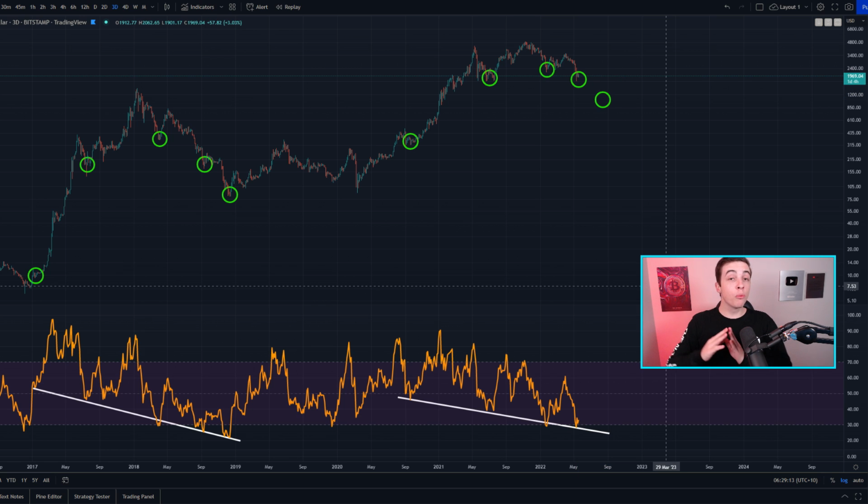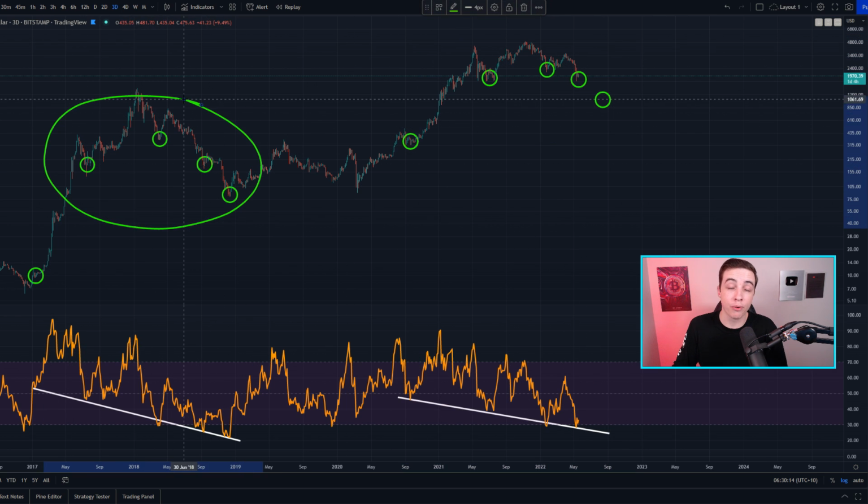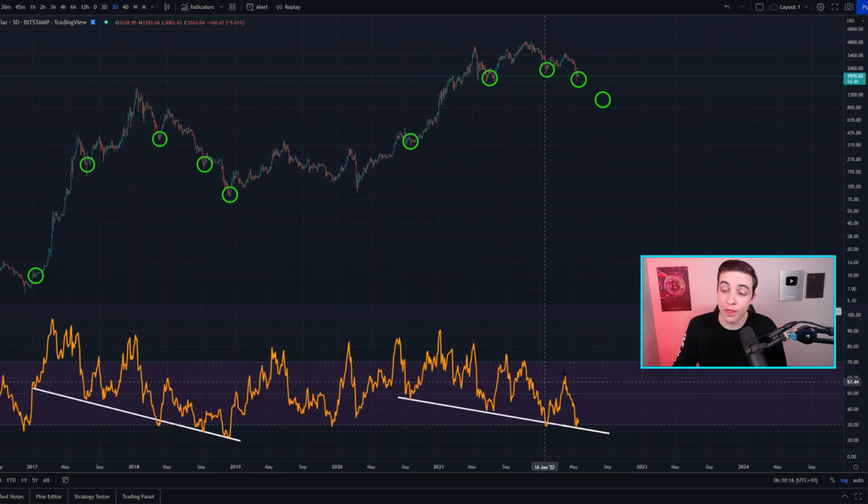So let me know what you think about this brand new Ethereum fractal in the comment section down below. I want to hear your opinion, because yes, this could be a bit of a stretch, but we definitely have a lot of similarities between this cycle and the previous cycle in the price of Ethereum and in the RSI on the 3-day time frame.